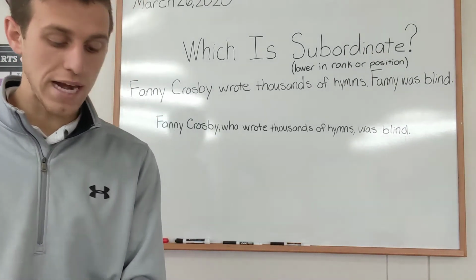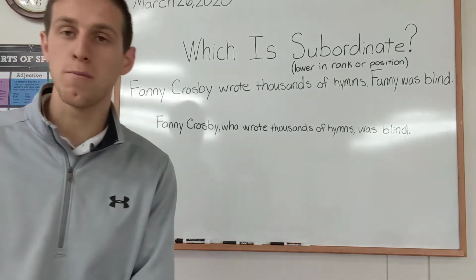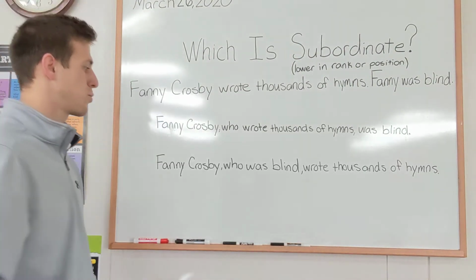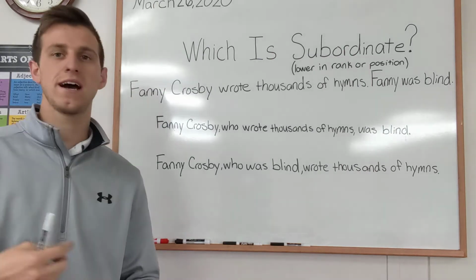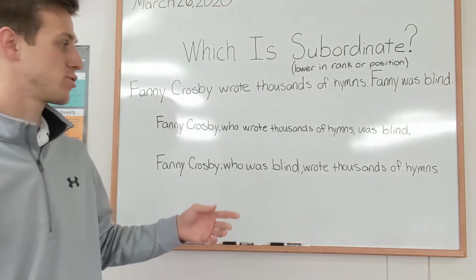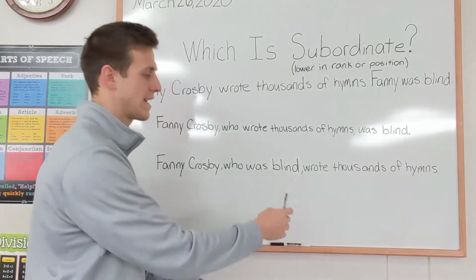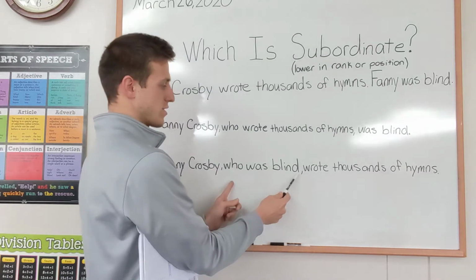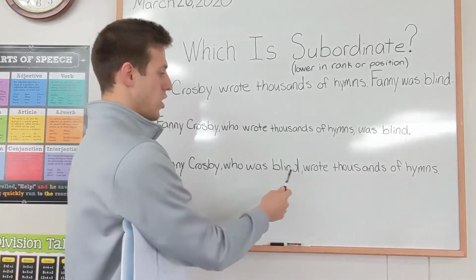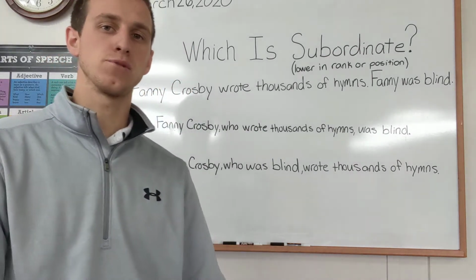But if you are writing about famous hymn writers, you would want to emphasize the fact that she wrote many hymns, all right? So that's how we would write this. If we're wanting to emphasize the fact that she wrote a lot of hymns, we could say Fanny Crosby, who was blind, and again, remember this is a non-essential phrase, so we would add commas. Fanny Crosby, who was blind, wrote thousands of hymns, all right?